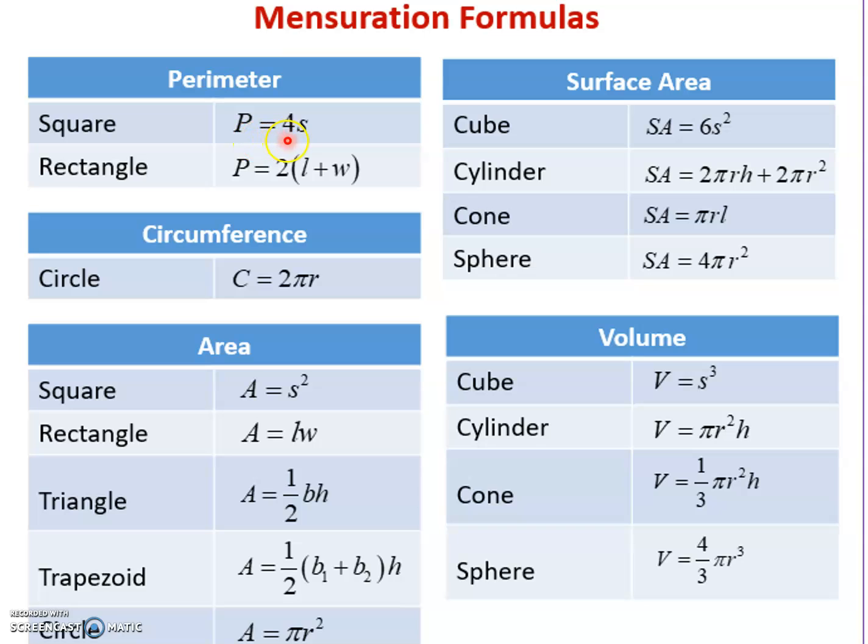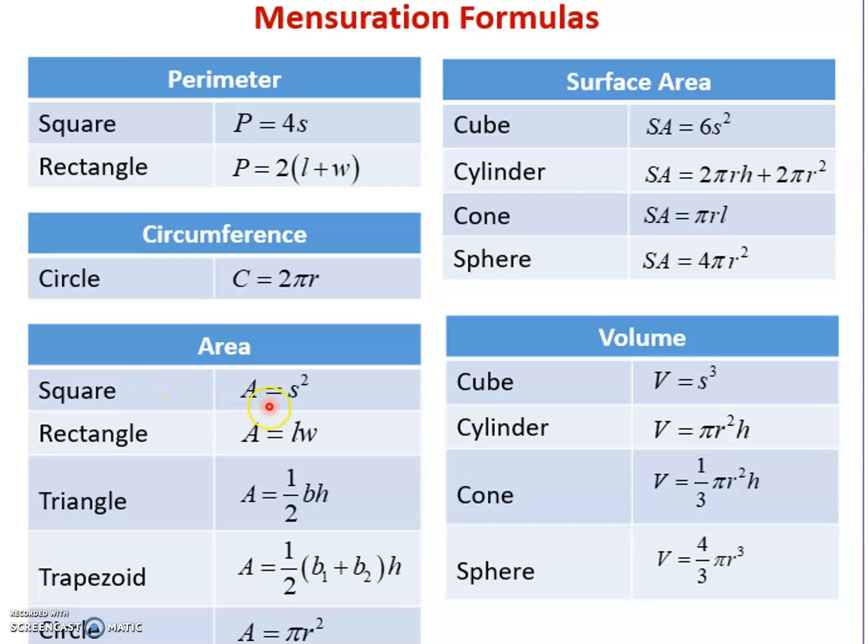Square has the perimeter 4 into S. Rectangle has the perimeter P is equal to 2 in bracket L plus W. Circle has the circumference 2 pi R. Now our area. Area is very important for the solid regular figures, which are the square.